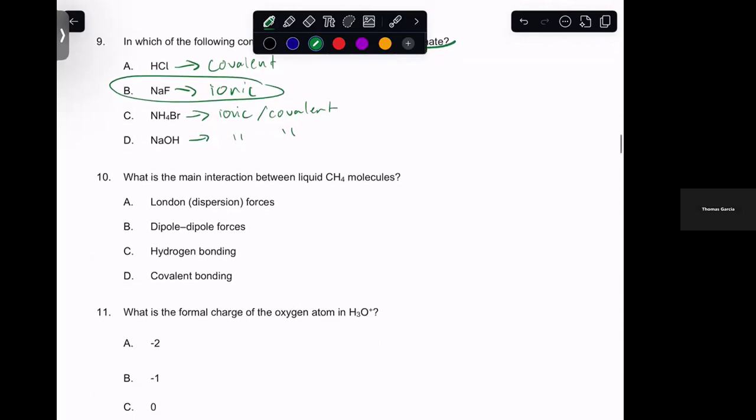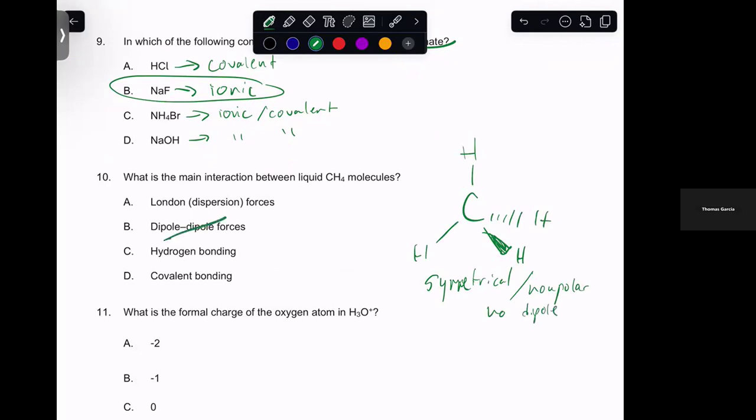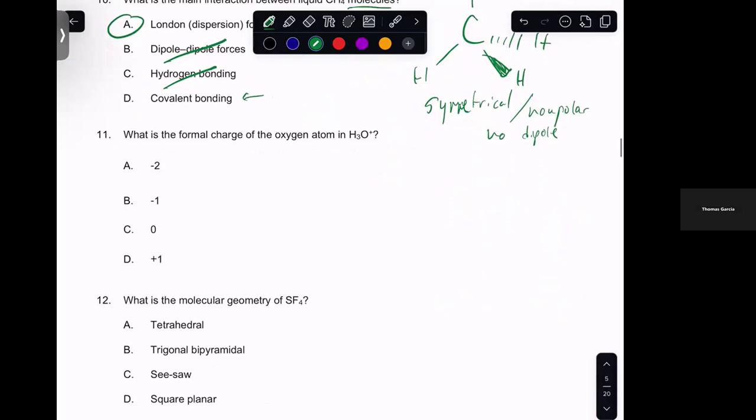What is the main interaction between liquid CH4 molecules? CH4 is a symmetrical molecule with no net dipole moment. And because it is symmetrical, we have nonpolar, no dipole. We cannot have dipole-dipole. We cannot have hydrogen bonding. So it's either London dispersion or covalent, but this is a liquid. We're talking about the forces between molecules of a liquid. That has to be an intermolecular force. Therefore, it must be A, London dispersion forces.